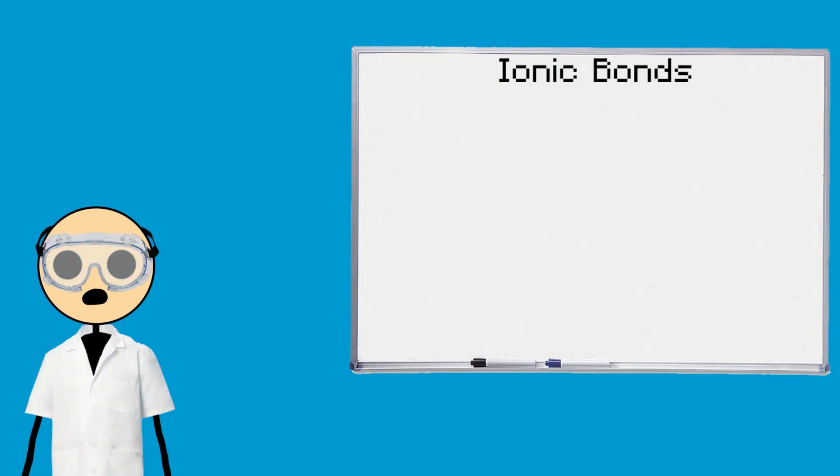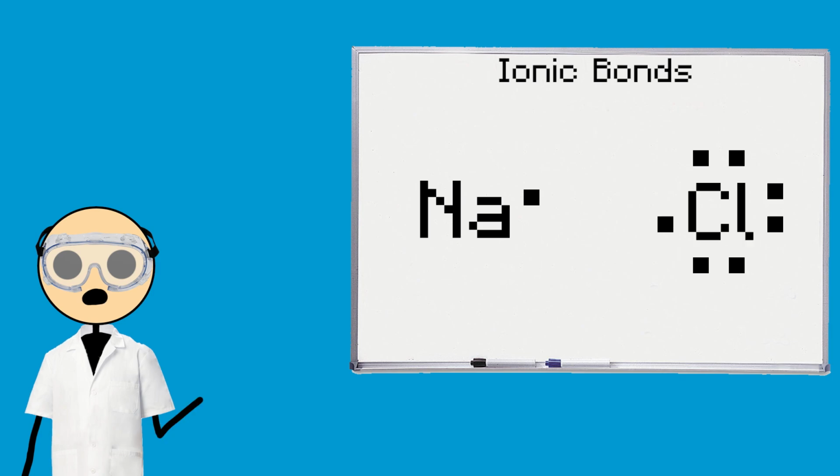Ionic bonding happens when atoms decide to transfer electrons to become more stable. This is a sodium atom. Metals like sodium are happy to give up extra electrons. This is a chlorine atom. Nonmetals like chlorine can't wait to take electrons.